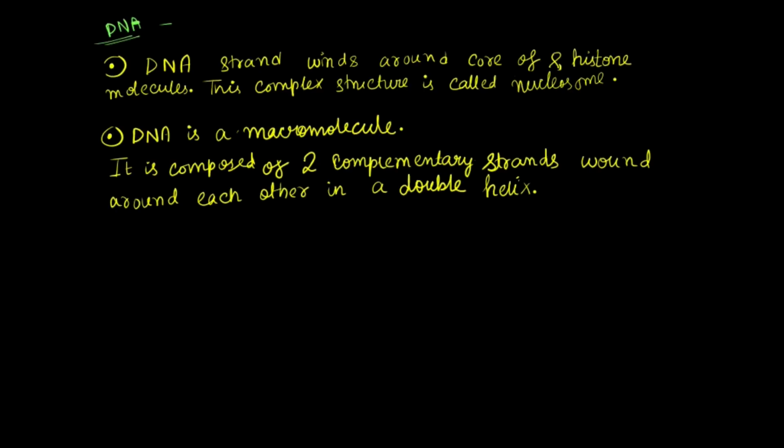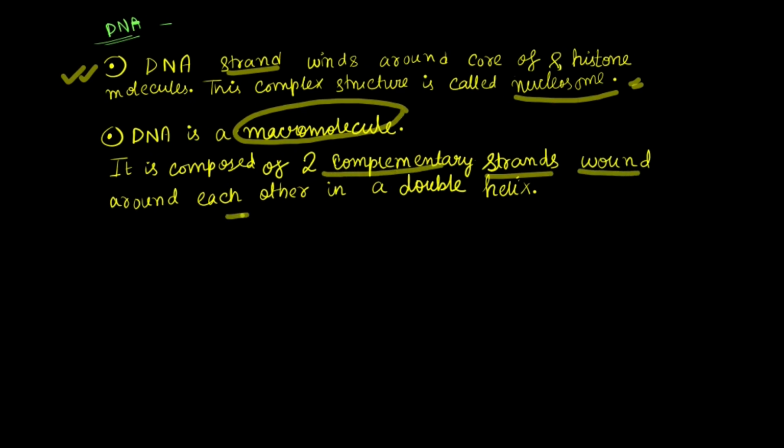Note down the definition of nucleosome. A DNA strand winds around a core of 8 histone molecules and this complex structure is called the nucleosome. Well, DNA is a macromolecule. What is a macromolecule? It's a large sized molecule, and it is composed of 2 complementary strands wound around each other in a double helix.